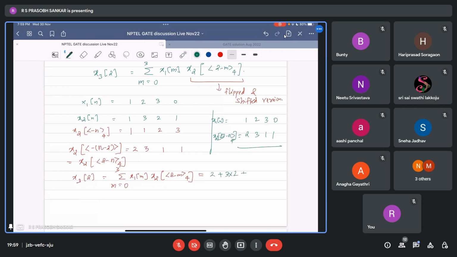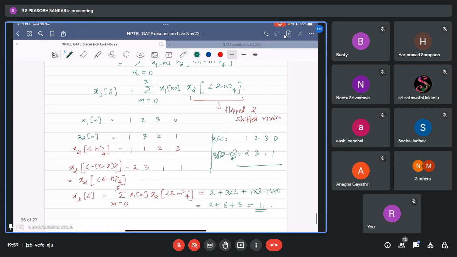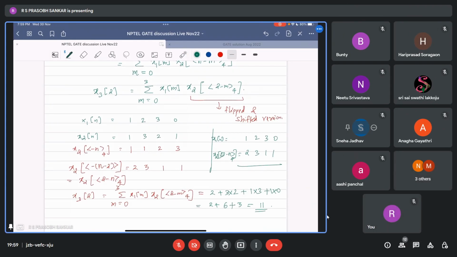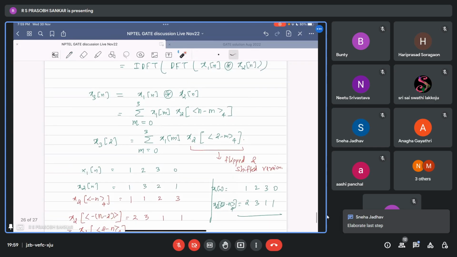What I have: 2 plus 3 into 2 plus 1 into 3 plus 1 into 0. This is 2 plus 6 plus 3. This is 11. Is that okay? This is fine. Any doubt? Any questions or any doubt here? Okay. So this up to here it's clear, no? After this it is clear, right?